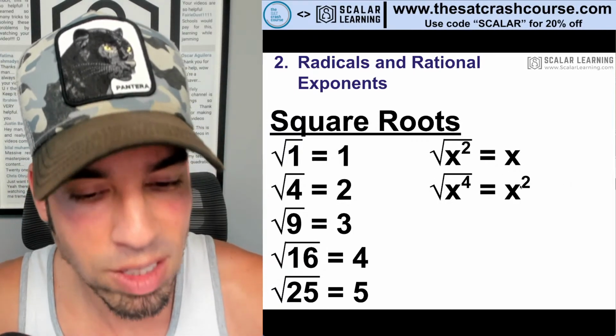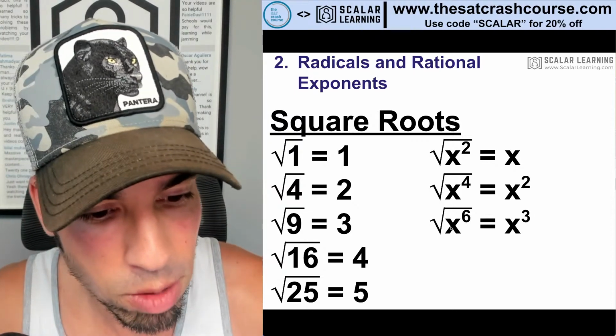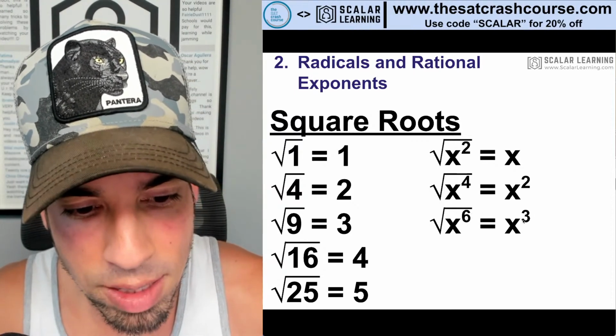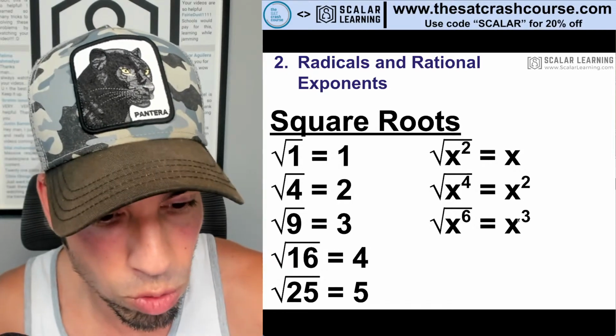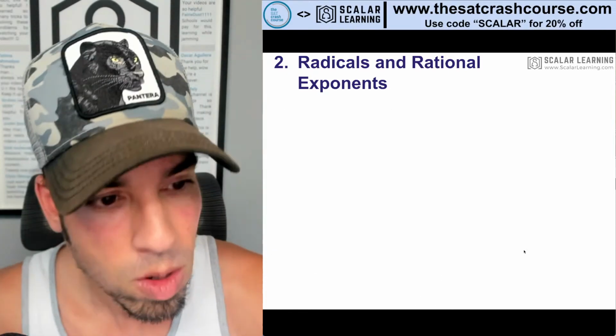Square root of x to the 4th is x squared. And what you might notice is for the variables, as we're taking the square root, it's like we're dividing the exponent by 2. Once again, 8 divided by 2, and so on and so forth.